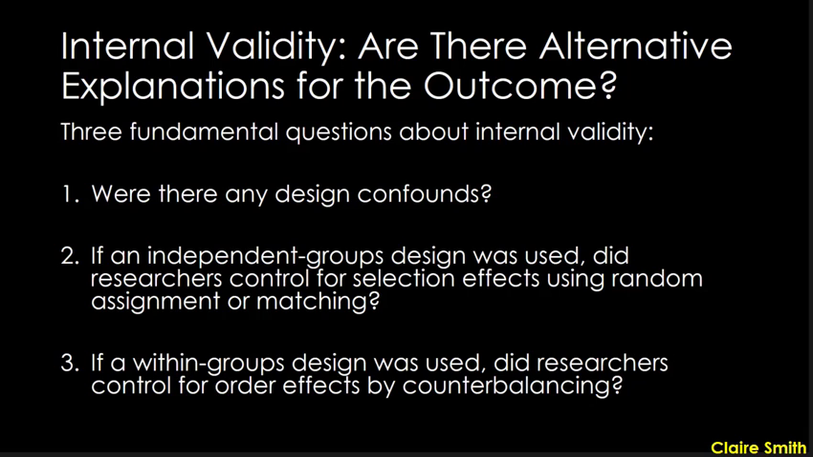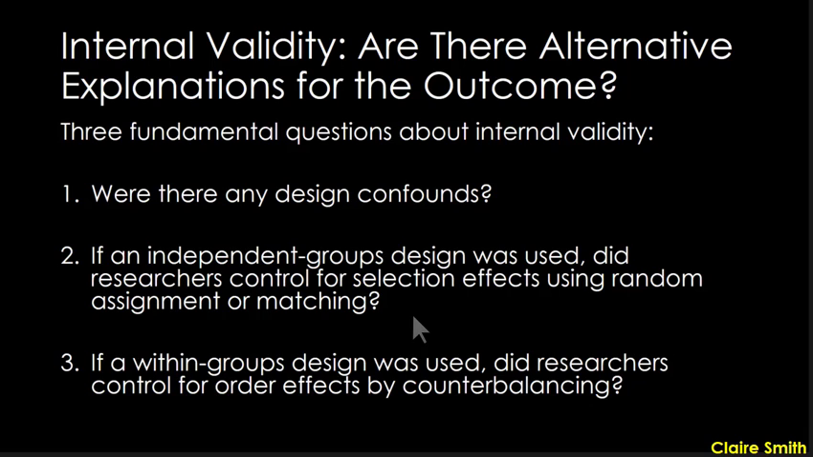And then finally, internal validity, we talked about a lot, but making sure that there are no confounds. And in an experimental setup, internal validity is the most important, right? So there are 3 fundamental questions about internal validity you want to ask. Are there any design confounds, right? So making sure that as the independent variable changed, we're not changing something else with it.